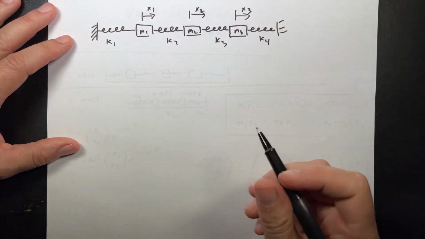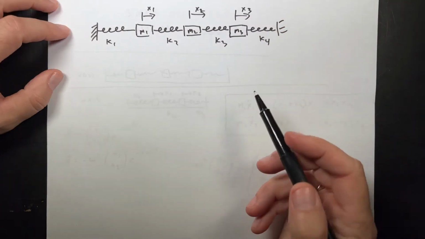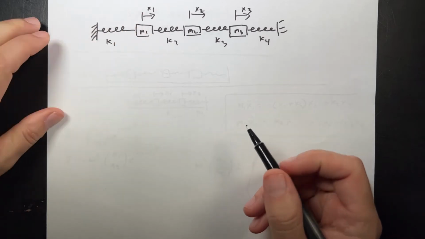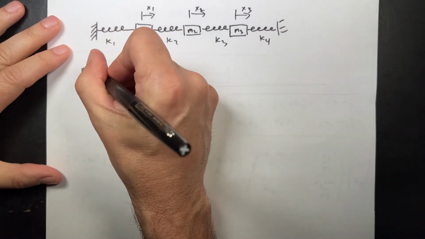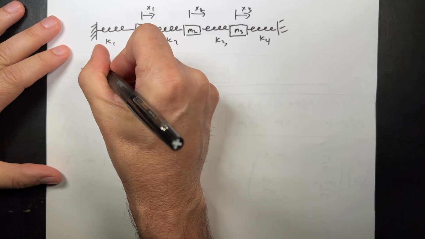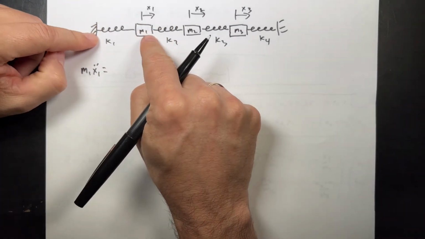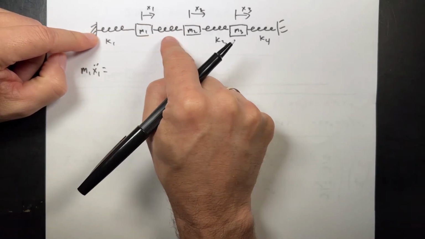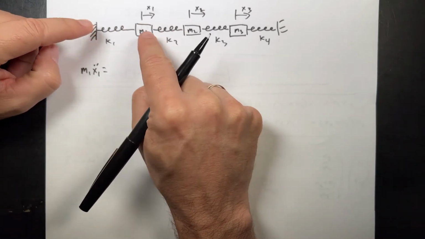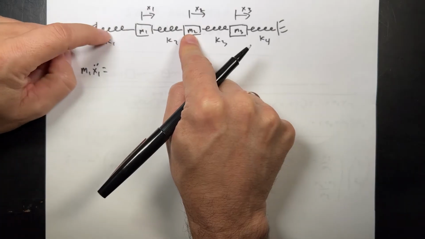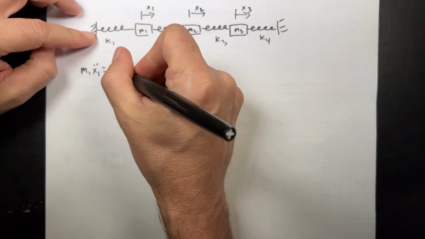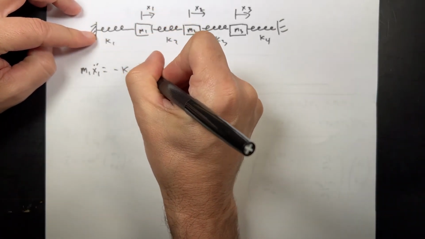Okay, so I want to go ahead and write down the equation of motion for mass 1. So I can write m1 x1 double dot. That's the mass times acceleration, and that's going to be equal to the net force. Okay, it's not too bad because each mass only has 2 springs. So right here, I know if I pull it this way, I'm going to get a negative force from that one. So let's write negative k1 x1.